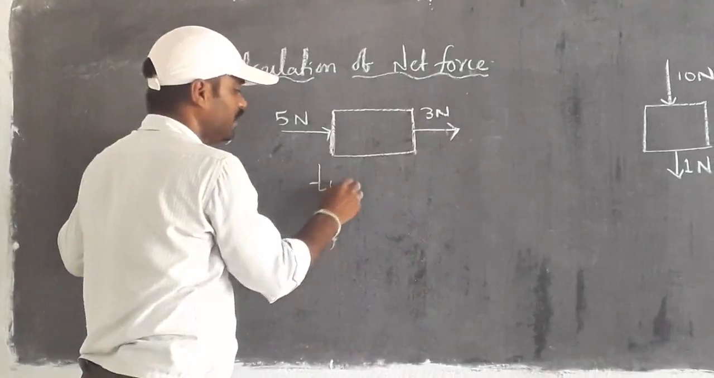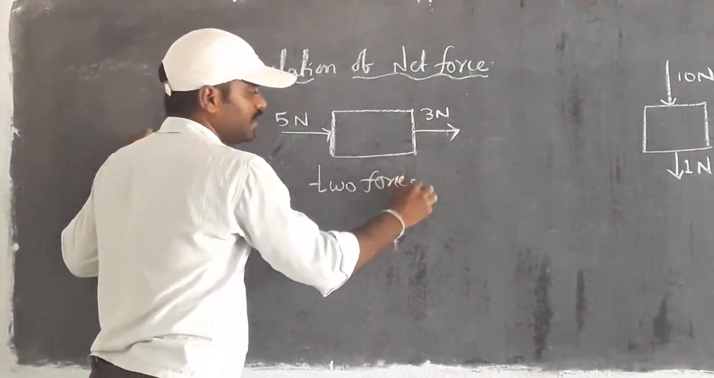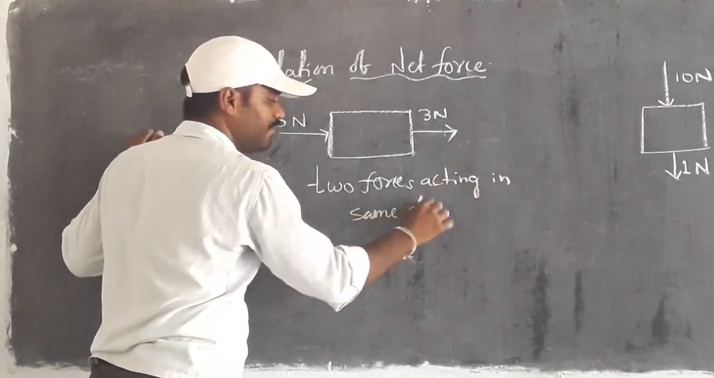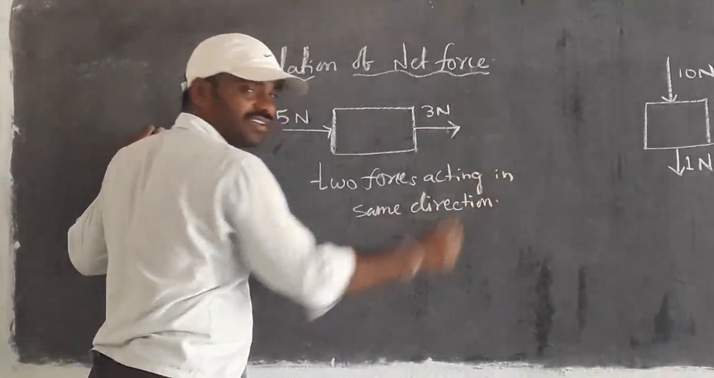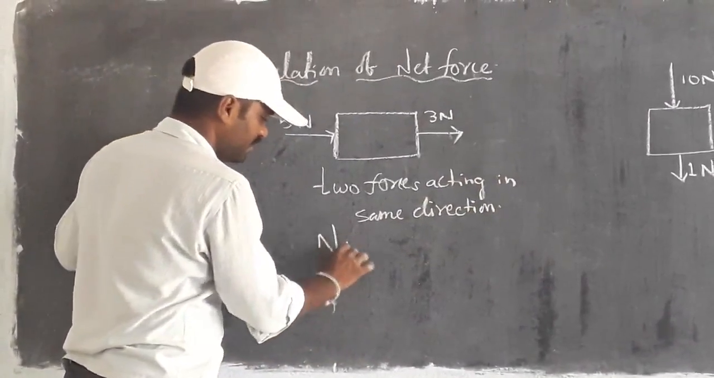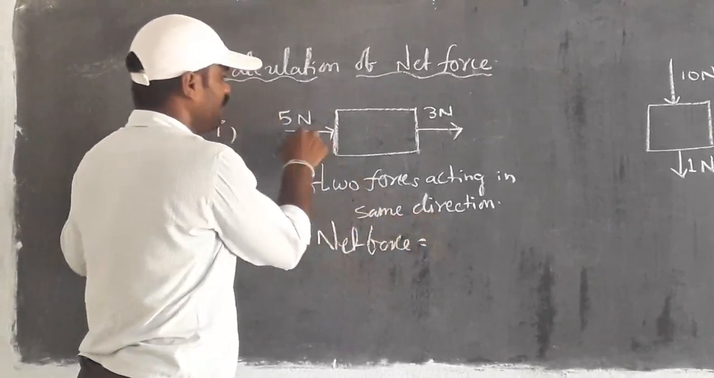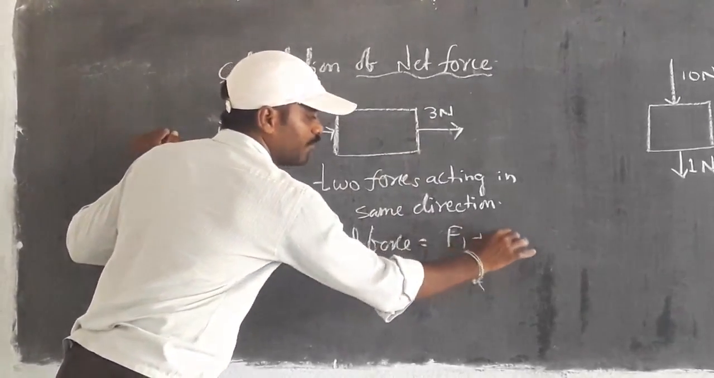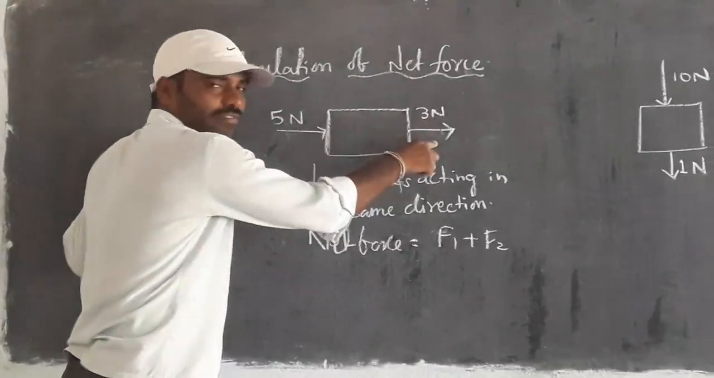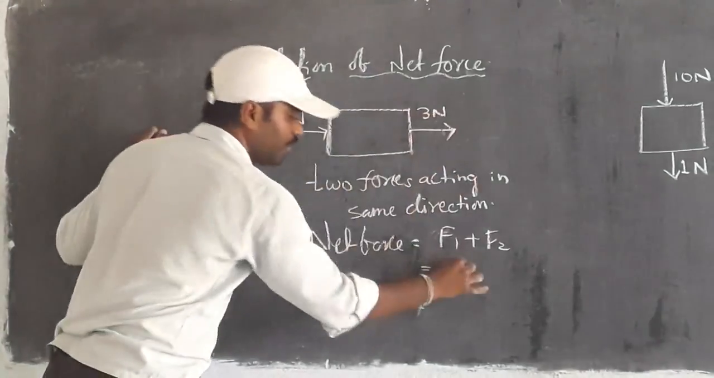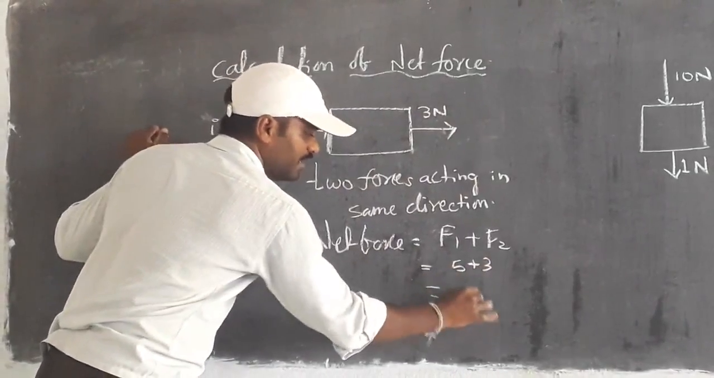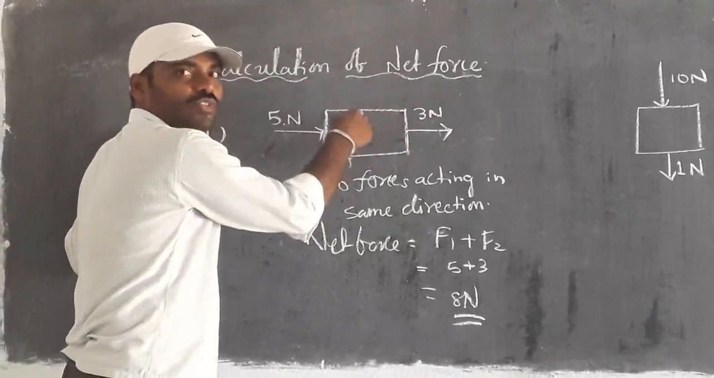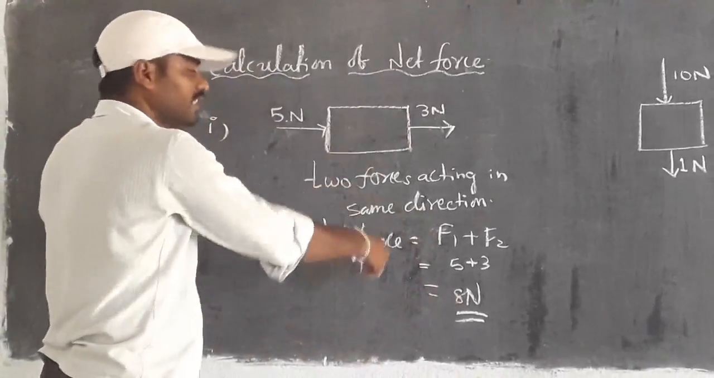So here you have to write: two forces acting in the same direction, right? For that, net force is first force plus second force. You have to write F1 and F2. This is F1, the first one, and this is the second one. Then 5 plus 3, you have to write, then 8. The total net force acting on the object is 8 newtons. Like that you have to calculate.